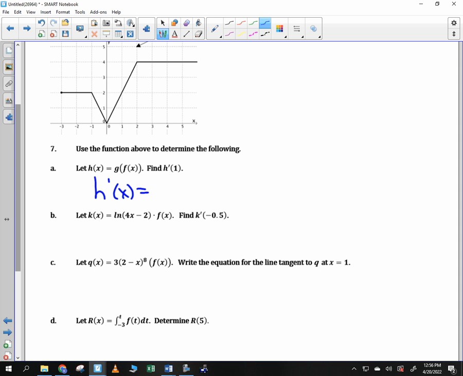Okay, almost done here. We got 2 pages left. If it says find h prime of 1, you should recognize that you need to use the chain rule here. So I want to see f prime of x times g prime of f of x. If there's something that recognizes to use the chain rule, give 1 point for using the chain rule. And then 1 point for the answer. And the answer is 1.